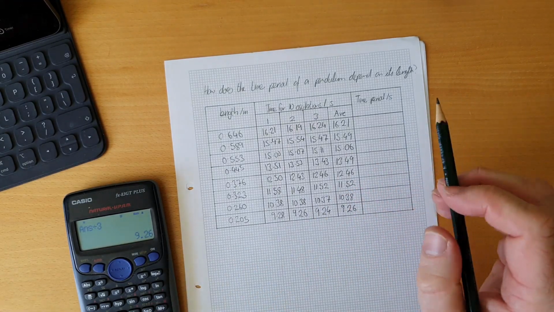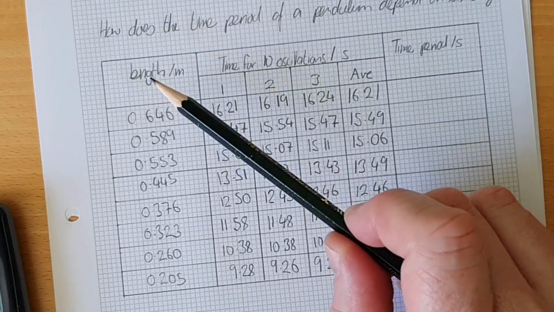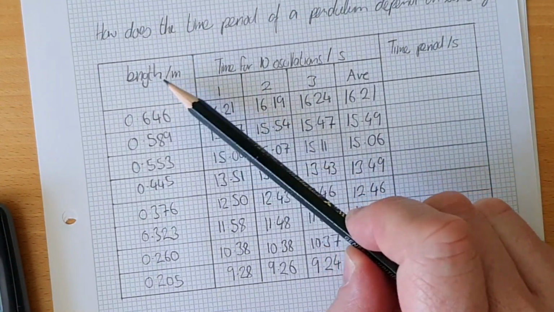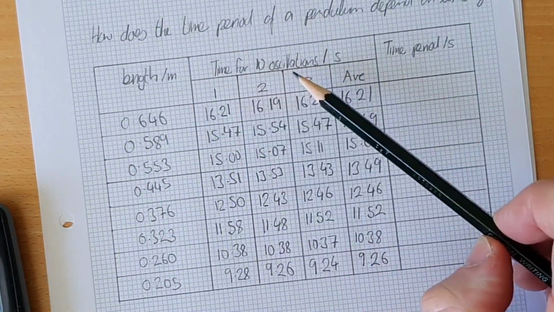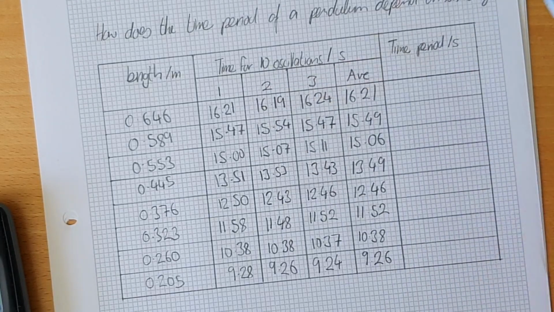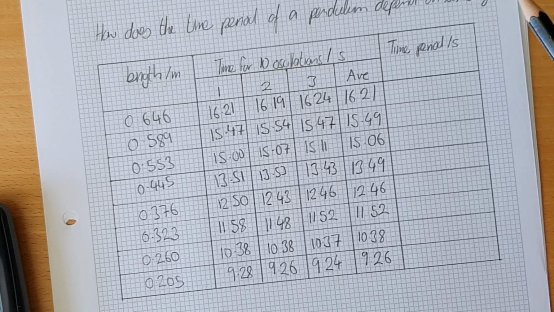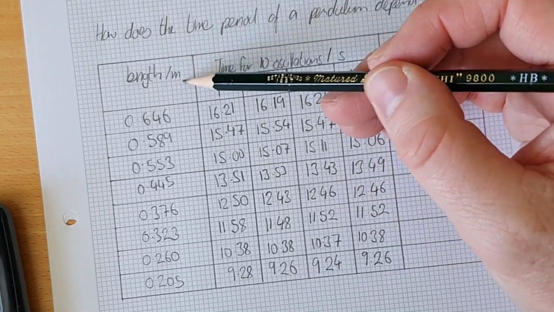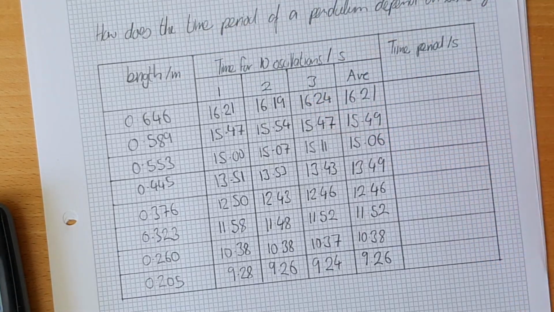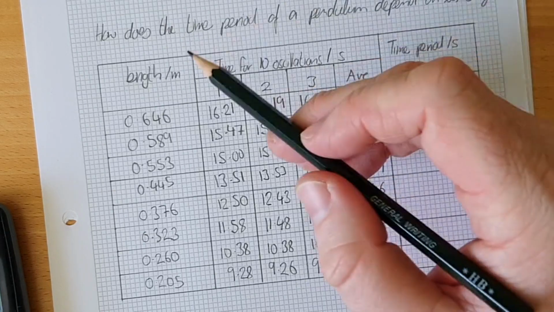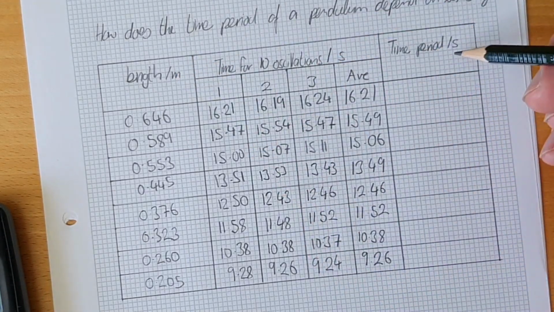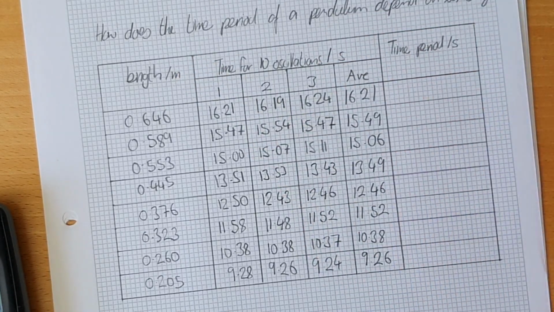A few things I want to draw your attention to. Notice how I've written the units. I've got length/meters, time for 10 oscillations/seconds, time period/seconds. Maybe in the past, in textbooks, you sometimes see the units written in brackets or parentheses. You must not do that. They must be after a slash now. You will lose a mark in a practical exam if you put things in brackets.